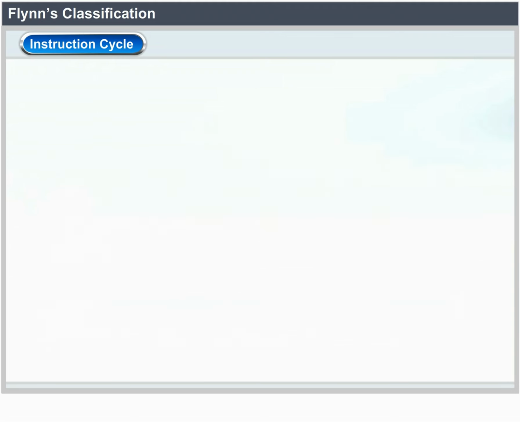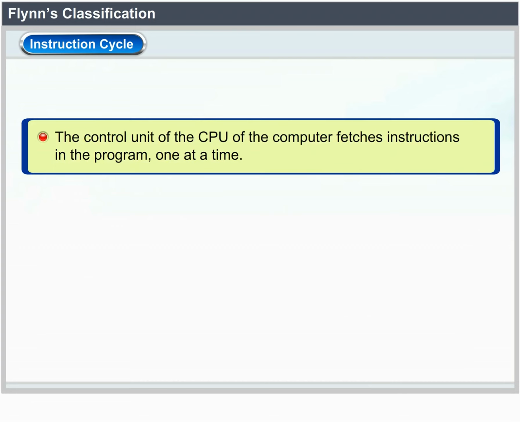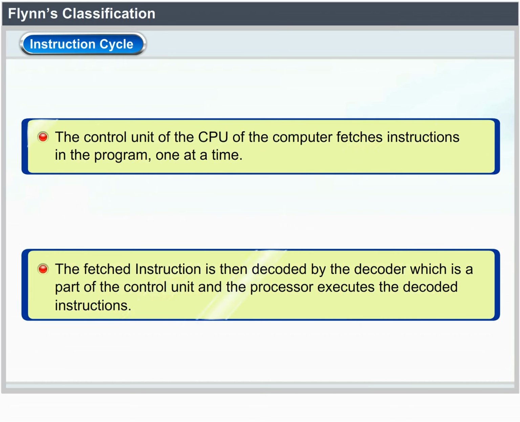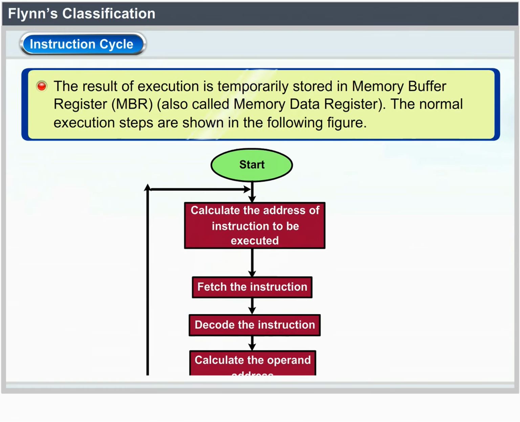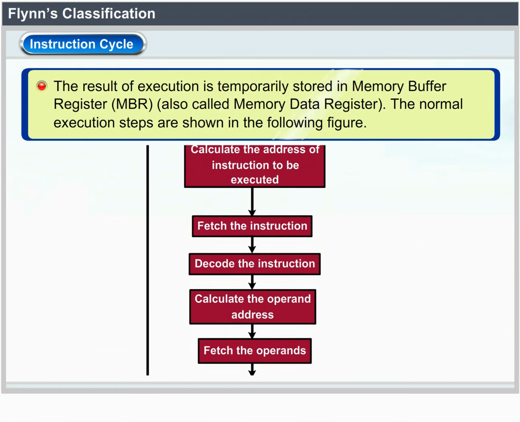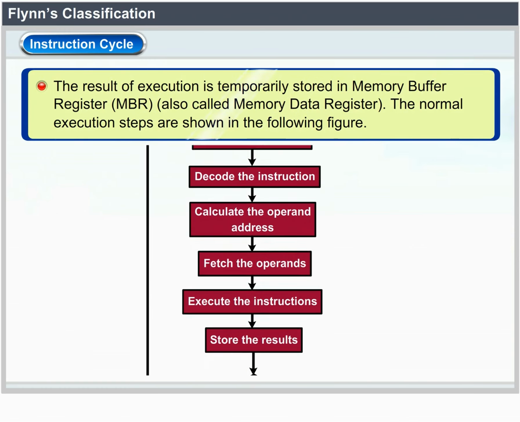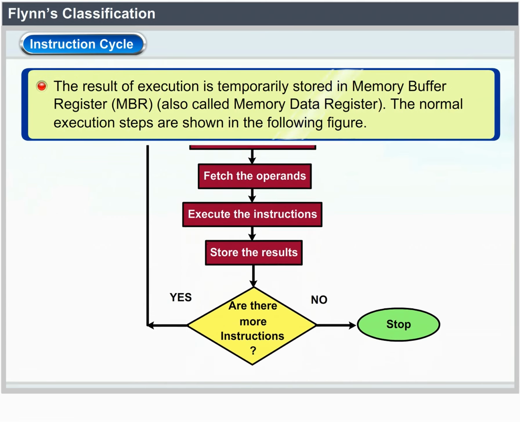The control unit of the CPU of the computer fetches instructions in the program, one at a time. The fetched instruction is then decoded by the decoder, which is a part of the control unit, and the processor executes the decoded instructions. The result of execution is temporarily stored in Memory Buffer Register, MBR, also called Memory Data Register. The normal execution steps are shown in this figure.